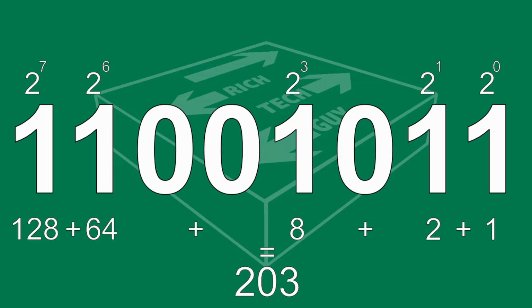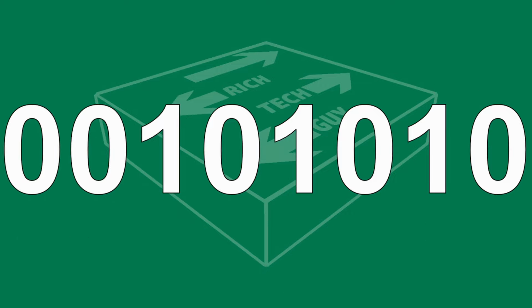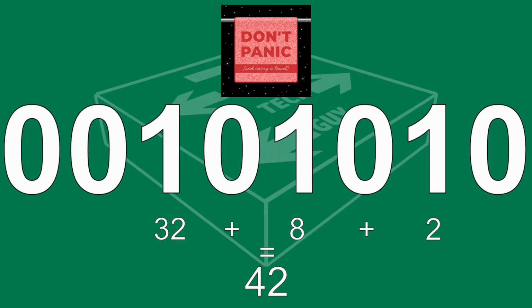So let's take a look at one more example before moving on. Okay, this time we have 00101010. Okay, so this time we're just going to look at the equivalent values instead of the 2 to the power. But basically those values are going to work out to 32 plus 8 plus 2, which when we add all of this up, we get the binary number that represents the answer to life, the universe, and everything, also known as 42.